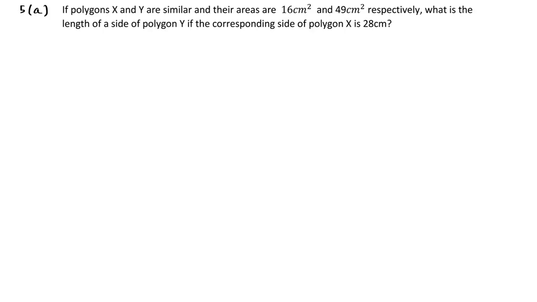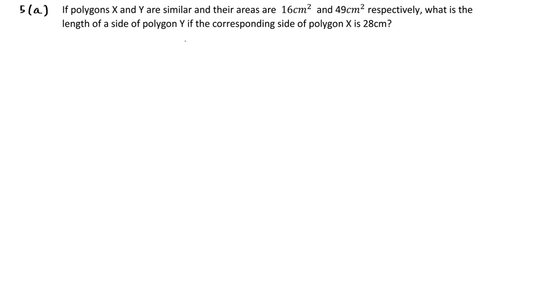Question number 5, part A. If polygons X and Y are similar and their areas are 16 cm² and 49 cm² respectively, what is the length of a side of polygon Y if the corresponding side of polygon X is 28 centimeters? Okay, so this is a similarity problem, and we know that the square of the ratio of corresponding sides for similar figures gives the ratio of their areas.